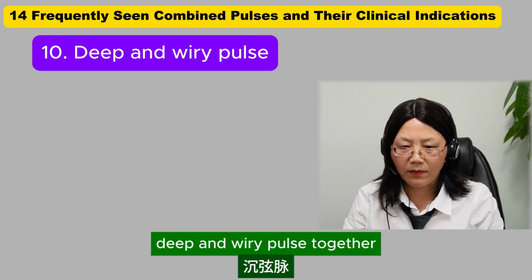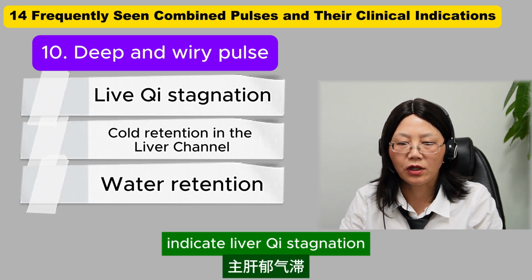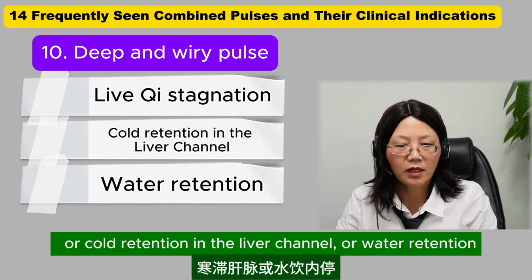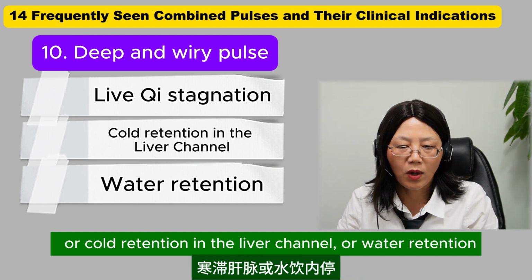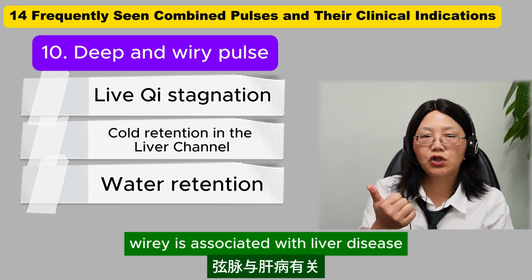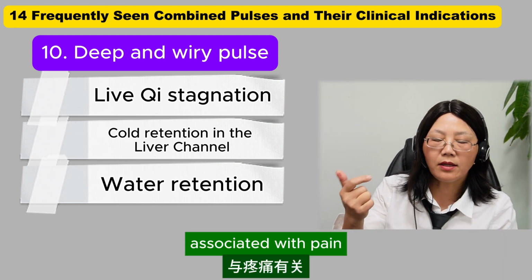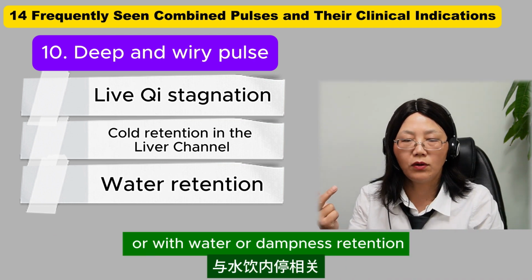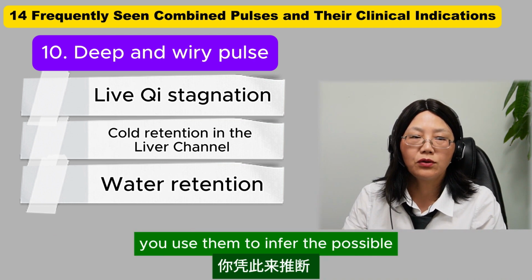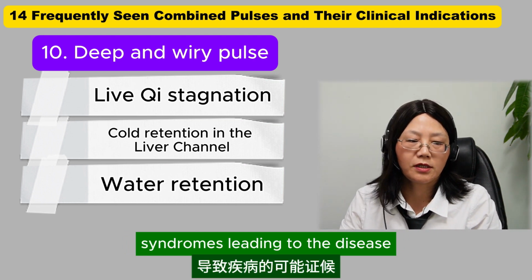Deep and wiry pulse together indicates liver qi stagnation, cold retention in the liver channel, or water retention. Think about the wiry. Wiry is associated with liver disease, associated with pain or with water or dampness retention. You use them to infer the possible syndrome leading to the disease.